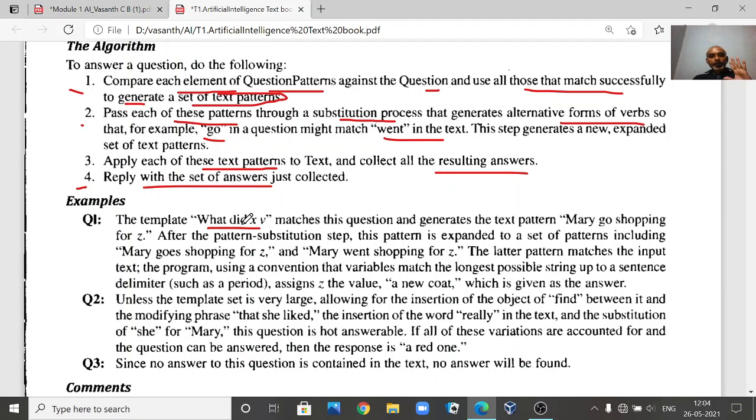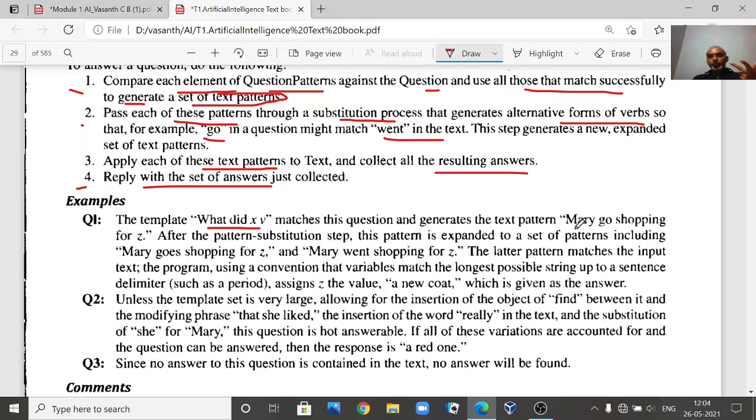So we see that now this matches with our first question, right? Now this what did XY template matches with the question and we generate the text patterns. So what are the text patterns you are going to generate? So what will be replaced? We do the substitution process. So, the substitution process we do: Mary or Rani go shopping for Z. The pattern will be XYZ. So what did XY? So Rani or Mary go shopping for. So now after the pattern substitution step, this pattern is expanded to a set of patterns, including, we expand it.